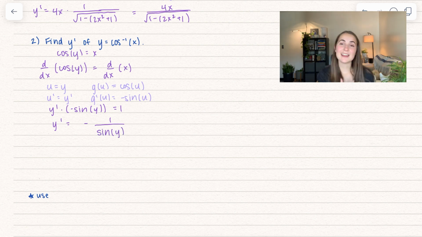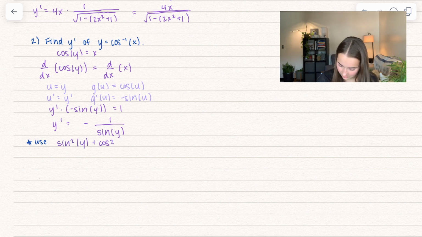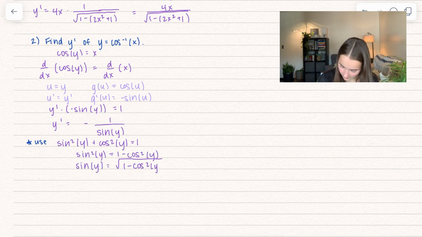But again, I don't want to have my answer with y in it. I want x in it. So again, guess what I'm going to use? I'm going to use that Pythagorean identity again. And so again, I'm going to go ahead and solve for sine here. And now again, we can use the original problem. So here I have cosine of y is equal to x. So now I can replace cosine squared with x squared.